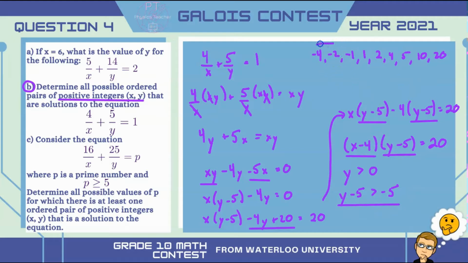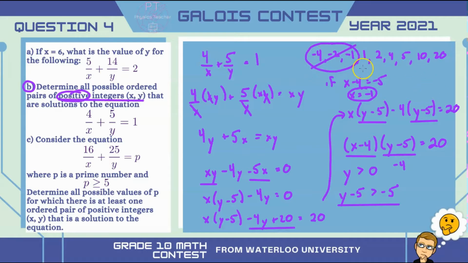However, you can test this yourself, but these negative integers won't actually work, and here's why. Let's say y minus 5 is negative 4. That means that x minus 4 would have to be negative 5 for this equation to be true. And if x minus 4 is negative 5, that would mean x has to be negative 1. But that can't happen because x and y are positive integers. And this is true for all of these negative values.